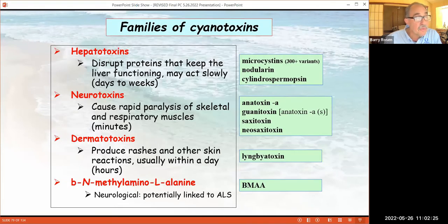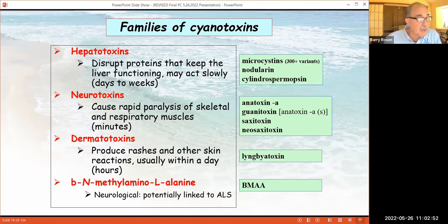So one of the reasons we care a lot is the human health aspect of this. These organisms make toxins, and these are the major groupings of the toxins. The hepatotoxins, which means it affects the liver. It basically slows down the functioning of the liver. It can act more or less slowly, sometimes overnight, but days to weeks. And all the microcystins fall into this category.